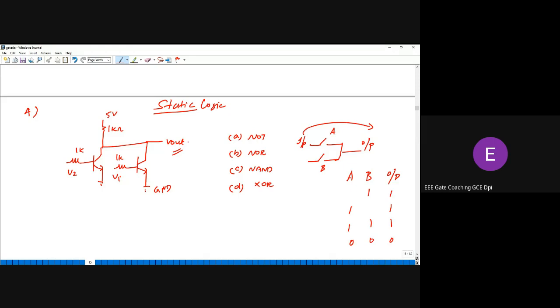So here my output is NOR gate. Okay, the output is NOR. The inverse of this one is this, which is actually an OR gate. So you will get the inverse of this logic. Okay, so the inverse of OR is NOR. So the option is NOR.